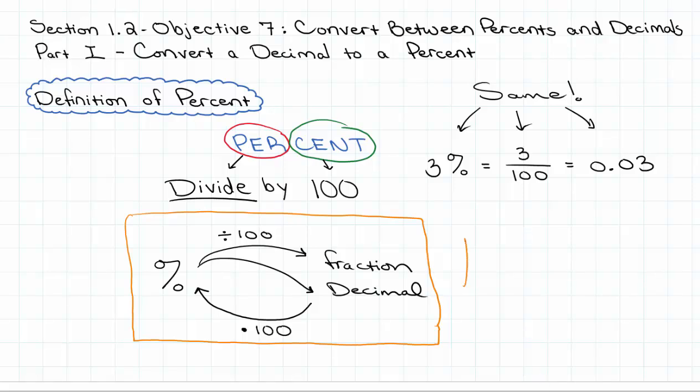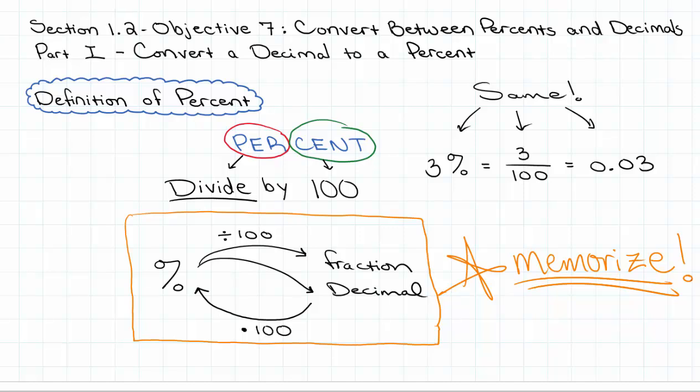So to me, this is very important. I would say memorize this. Anything else, after a while, you're going to forget. If you just remember, oh, I just need to move the decimal over 2 times, after a while you're going to forget which way you're supposed to move it when you're converting from what to what. You're not going to understand why you're doing it. So if you remember the meaning of percent, the definition, then I feel that way you can't go wrong. All right.